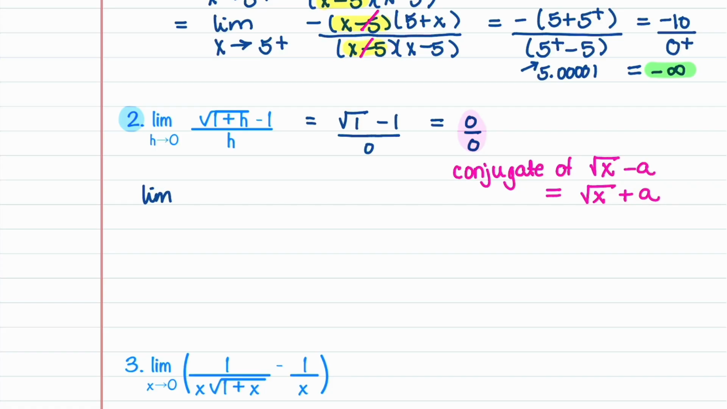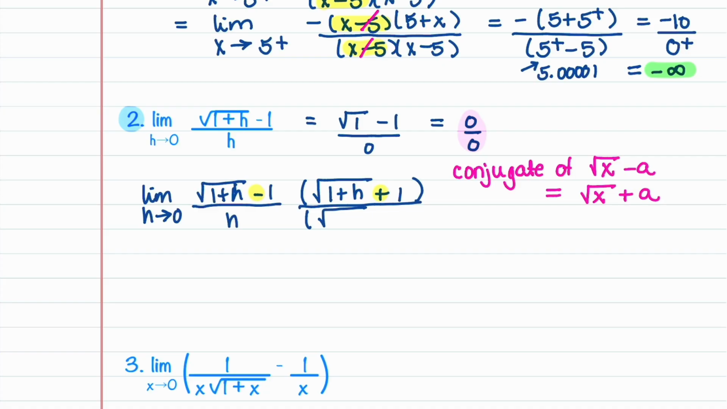We're going to take the limit as h goes to 0 of the square root of 1 plus h minus 1, all divided by h, and we're going to multiply it by the conjugate. The conjugate is going to be the square root of 1 plus h plus 1. All we're doing is changing this sign. And then we can't change the problem, so whatever we multiply on the top, we have to multiply on the bottom because we can really just be multiplying by 1. Otherwise, we would change the problem.